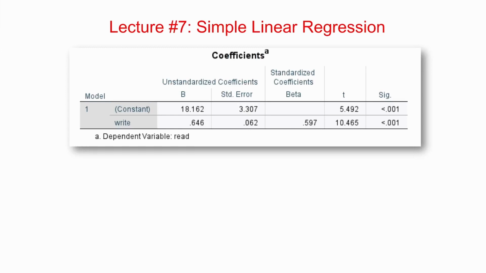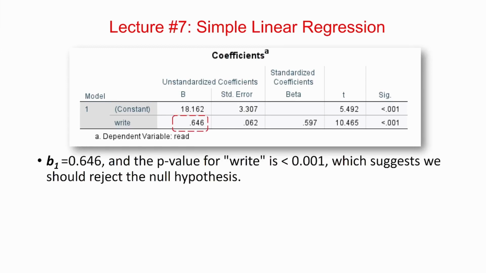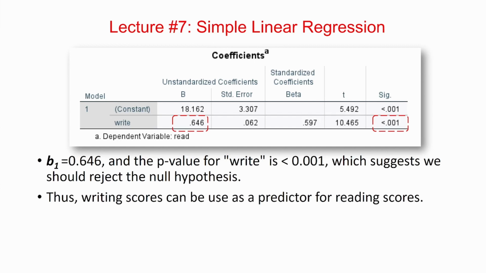As you can see, there's a regression coefficient for B1. B1 is 0.646, and the p-value is smaller than 0.05. Actually, it's smaller than 0.001, but our cutoff point is 0.05. So it means that we can reject the null hypothesis, and therefore we can say that writing score can be used as a predictor for reading score.